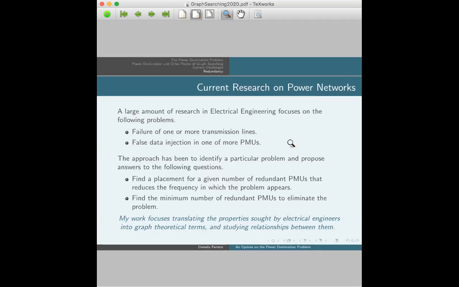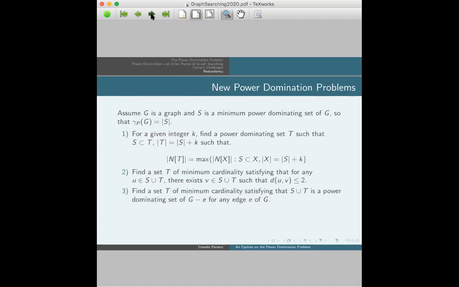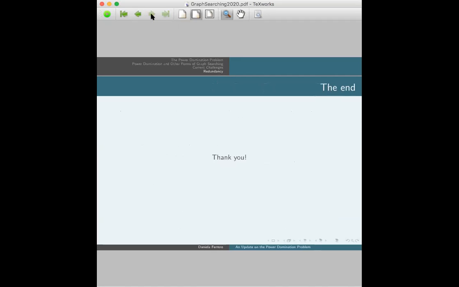So all of those problems reduce to the idea of how we determine how many additional PMUs is reasonable to place, and where to place them in order to maximize the results. This is what the current research in power domination is. I'm going to stop here because I'm realizing that I went over my time.